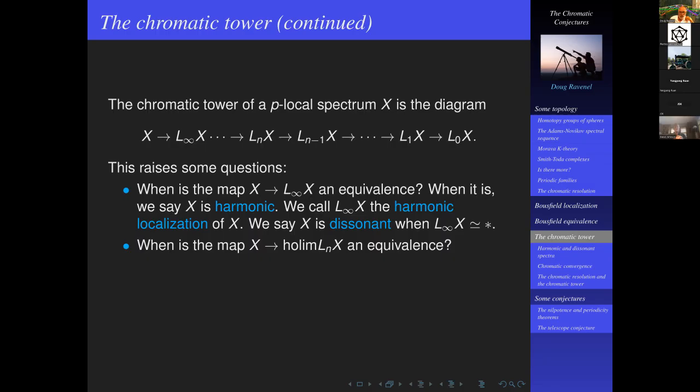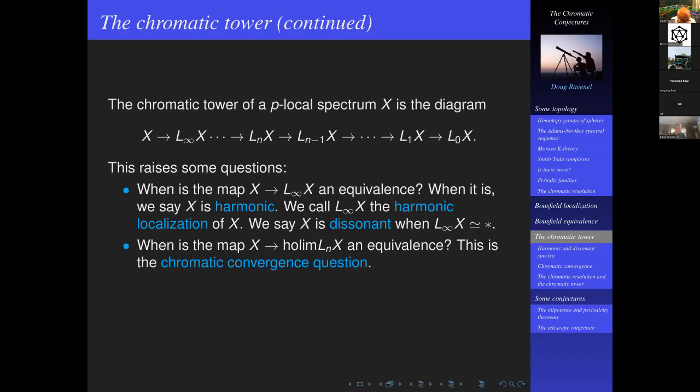Another question you could ask is, what about the inverse limit of all these LNs? What about the homotopy limit of all those LNs? That's not the same as L infinity. So another question we can ask is, when is the map from X to that homotopy limit of the Ln of X an equivalence? And this is called the chromatic convergence question. We'll say that X is chromatically convergent if that happens.